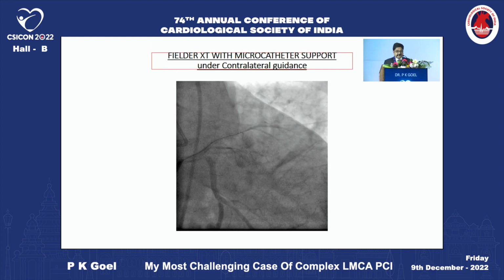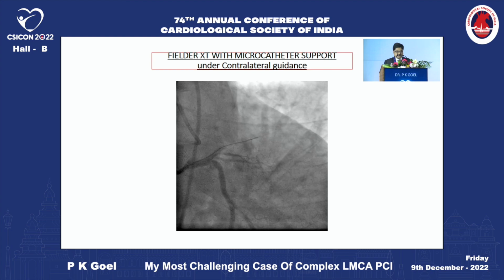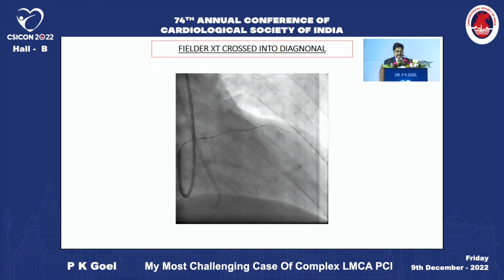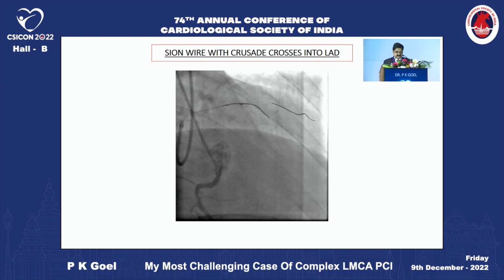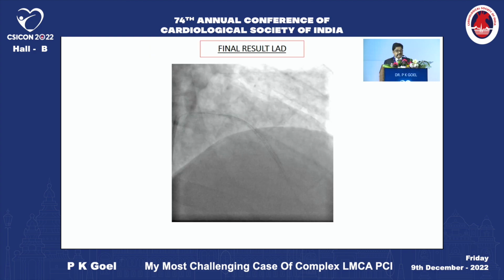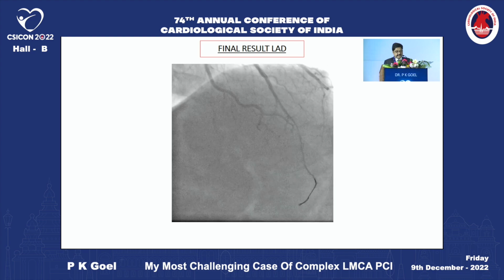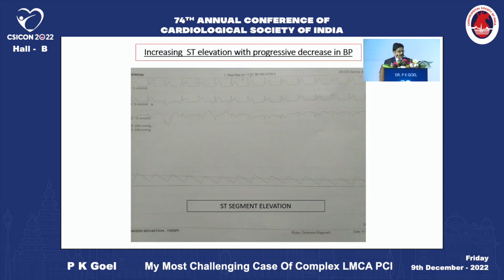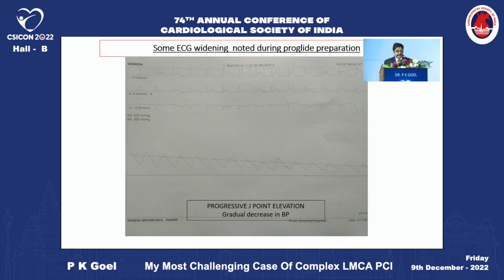So XT wire under contralateral guidance, you move forward, get into the diagonal, and then you use a Crusade to get into the LAD. And then you get a final result on the LAD. So that's fine. But some ECG widening noted during ProGlide preparation. So I was closing the case, I thought I'll do a ProGlide, this was from the groin. But there's some ECG widening as you see, and there's a progressive J point elevation and a gradual decrease in BP.